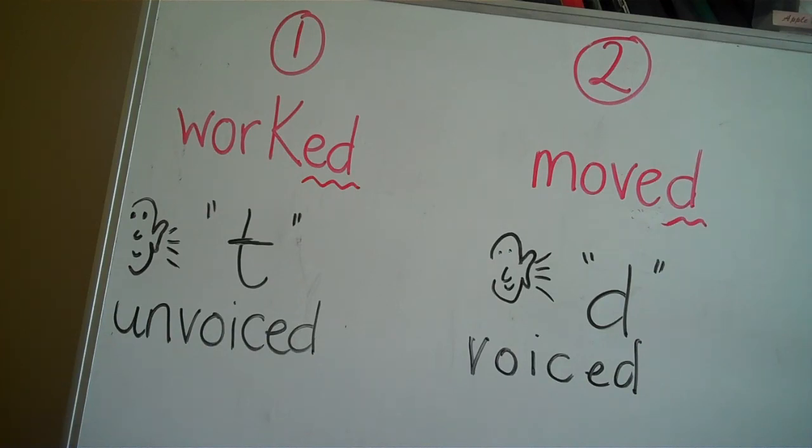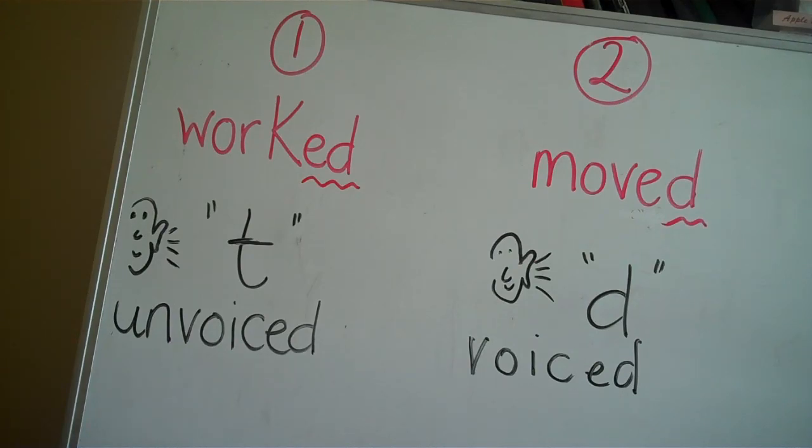Listened, listened. 1 or 2? So let's think about our verb, listen, listen, listened. It's 2. It's voiced. It's my D sound. Walked, walked. 1 or 2? It's 1. It's unvoiced. Walked.